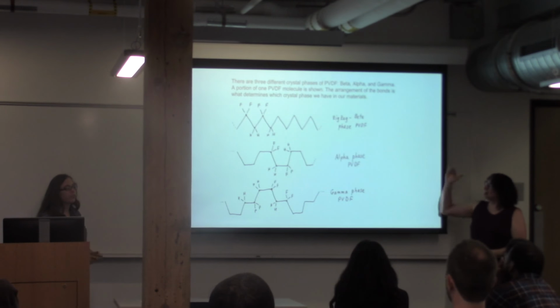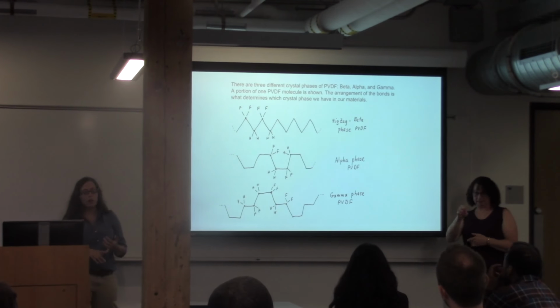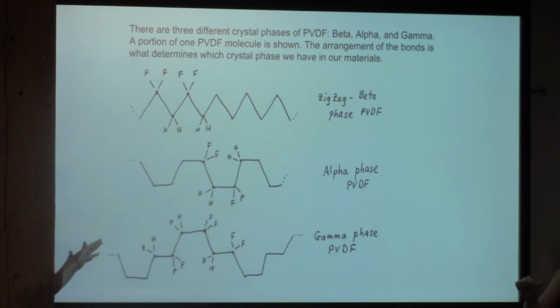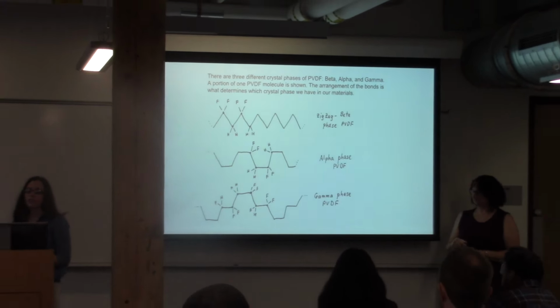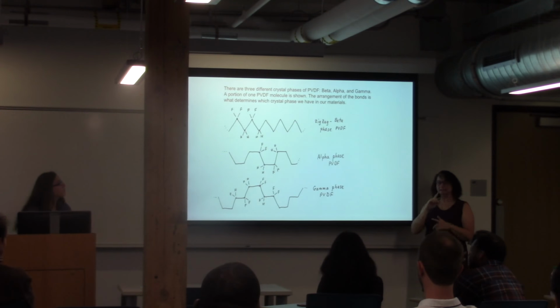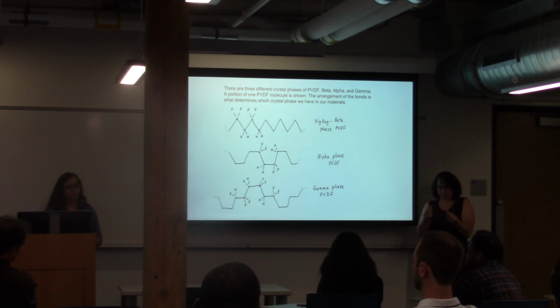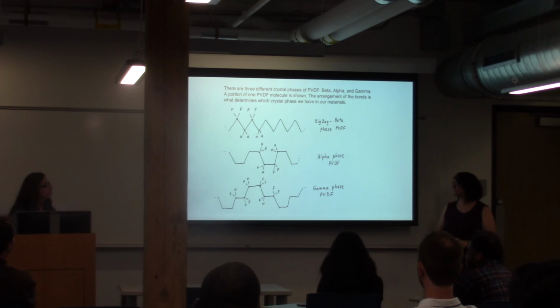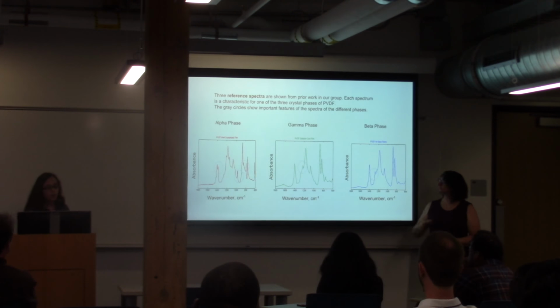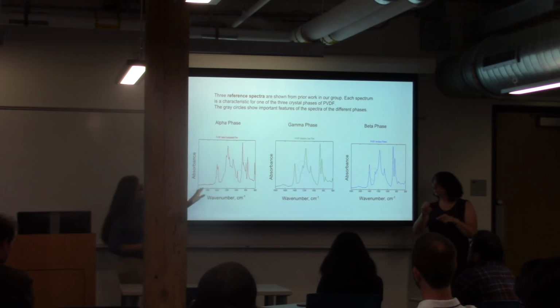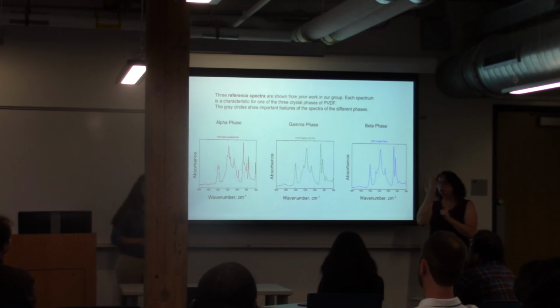So there are 3 different kinds of phases: beta, which is on the top, alpha, and gamma. The arrangement of the bond helps us determine which crystal phase we have in our materials. As I mentioned, there are 3 different phases, and this is an example of how it looks with the peaks.